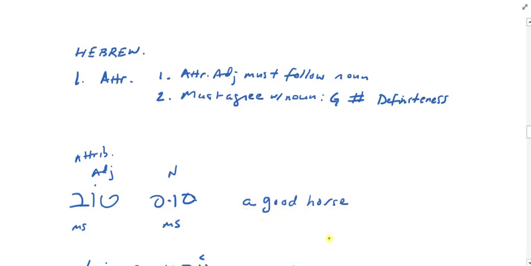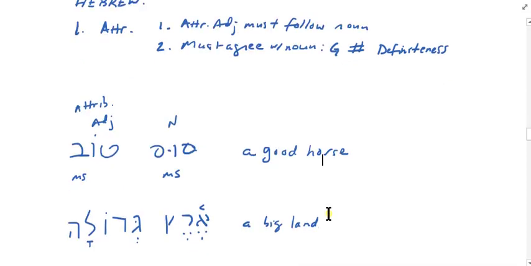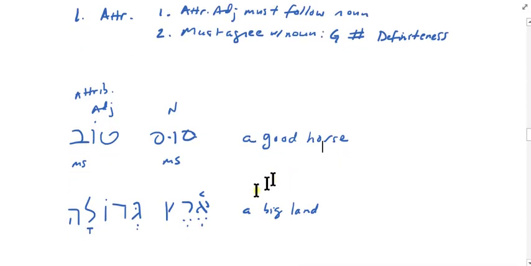In this next example, we have Eretz Gedolah. What gender is Eretz? It's feminine. That's right. So this is a feminine singular noun. Gedolah is an adjective. What gender and number is that? Feminine singular. Are they both the same definiteness? Yes, they're both not definite, right? And so this is an attributive adjective. It's a good land, or a big land. A big land.